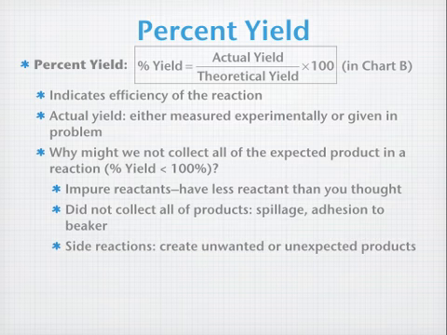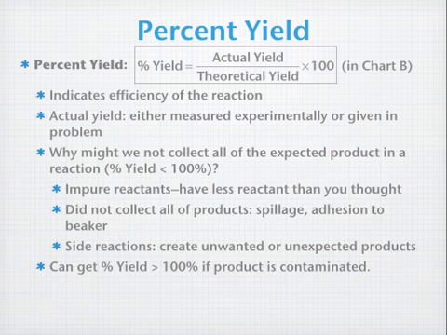Finally, side reactions. Side reactions are reactions that occur that sometimes we know about, but they aren't the reactions that we actually want, and so the products aren't what we're looking for, and so the percent yield of the product we're looking for is less than 100%.